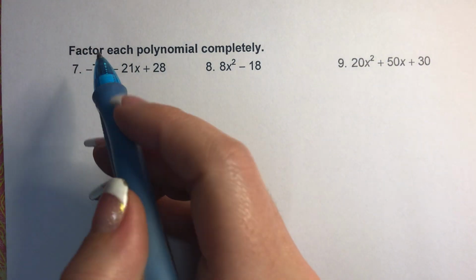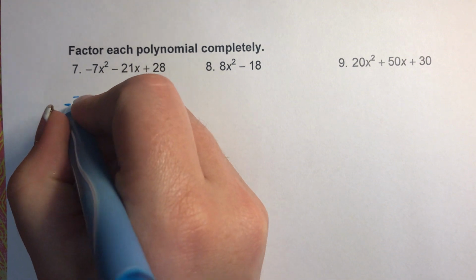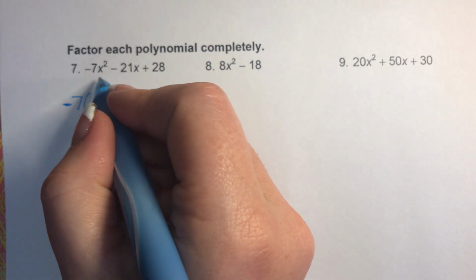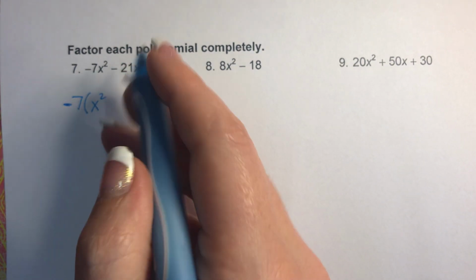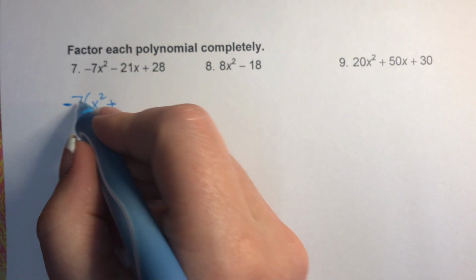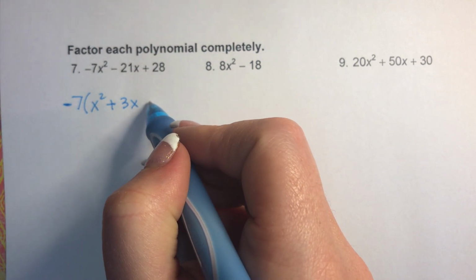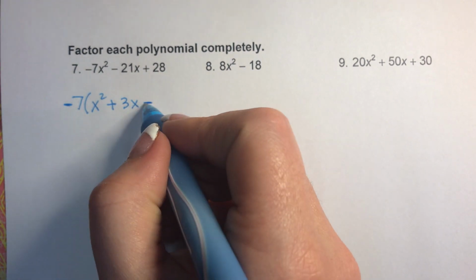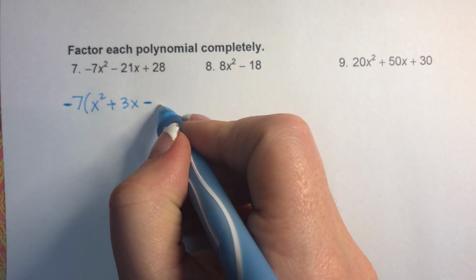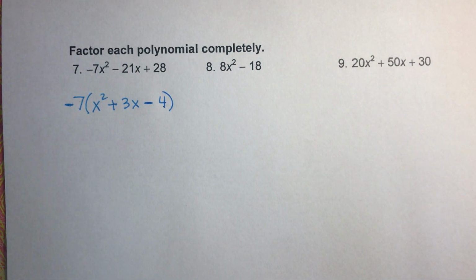Ooh, this is going to be interesting. So we put negative 7 there, and it's going to be x squared, and then negative times a positive is going to be a negative, and 7 times 3 is 21. We need a positive, so negative times a negative is a positive. 7 times 4 is 28, so we put a 4 here. And yeah, that's that part.